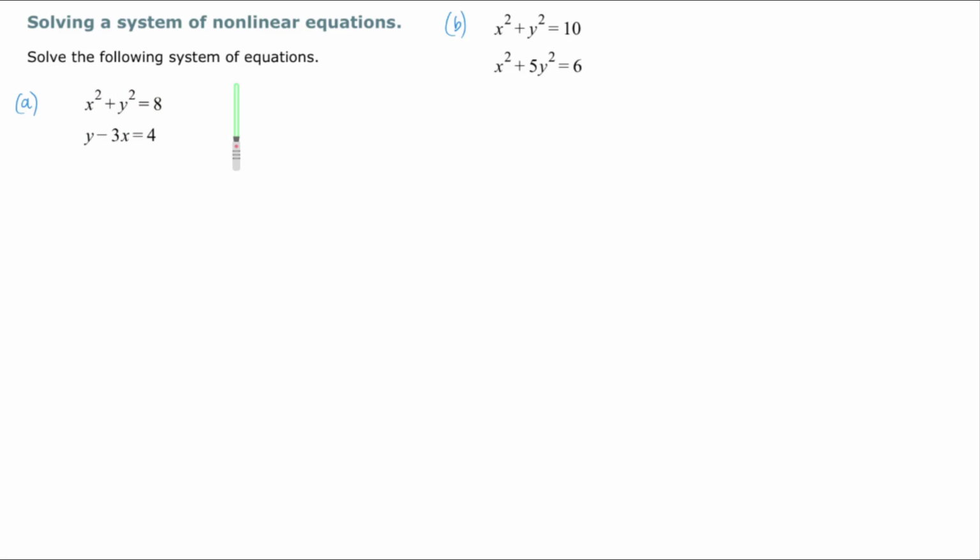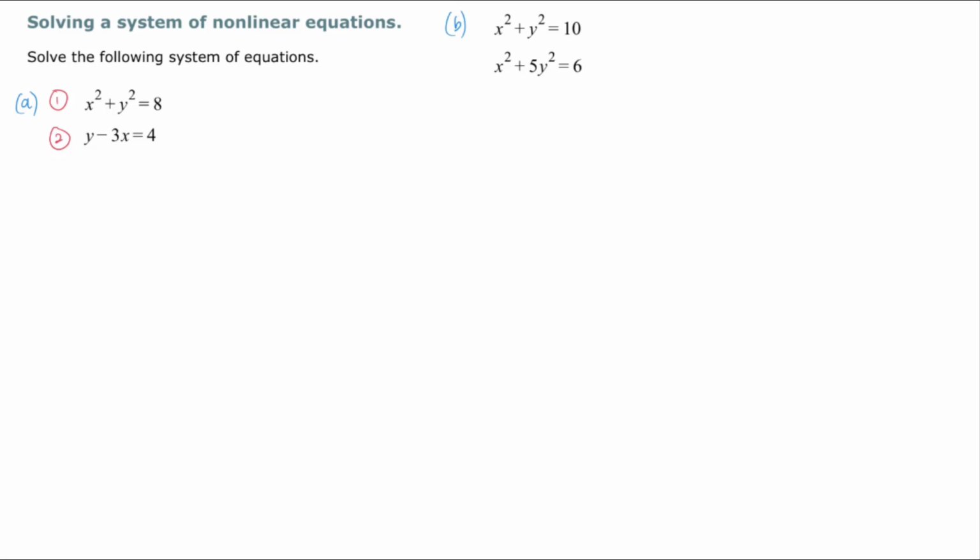Let's solve the following system of equations. There are two examples here, A and B. We'll go ahead and do example A. The first thing I'm going to do is label the equation. I'm going to call the first one equation 1 and the second one equation 2. Now the first one has a nonlinear equation and a linear equation.